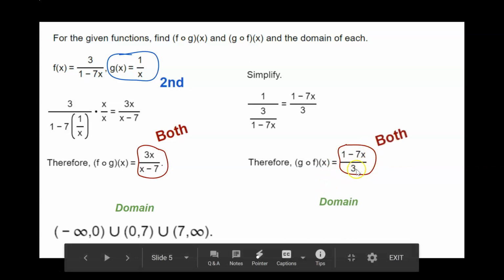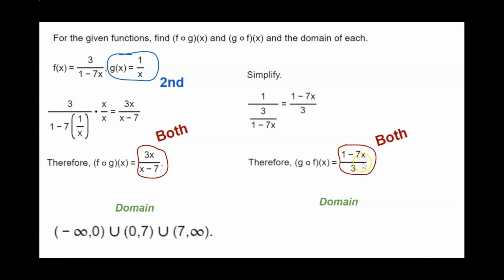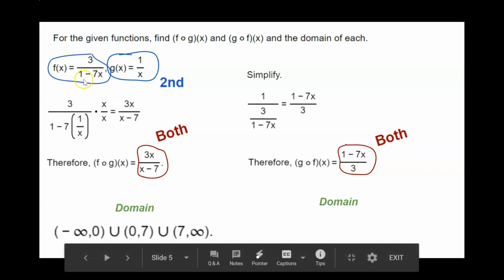And the domain for this one, because there's no x on the bottom, is considered to be all real numbers. Now I know I said if you see a fraction, you have to set the bottom equal to 0, but there's nothing to set equal to 0 on the bottom because there's no x. So for this particular one, it's going to be all real numbers, because every number is going to work for this particular problem.